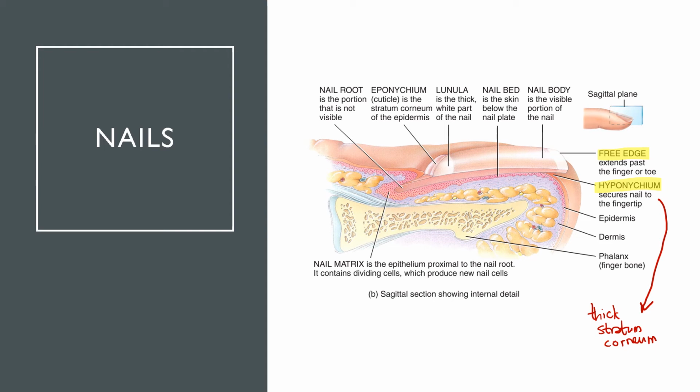Now, the epidermis of the nail bed actually lacks a stratum granulosum. The eponychium here is also called the cuticle. This is a narrow band of epidermis that extends from and adheres to the margin of the nail wall.